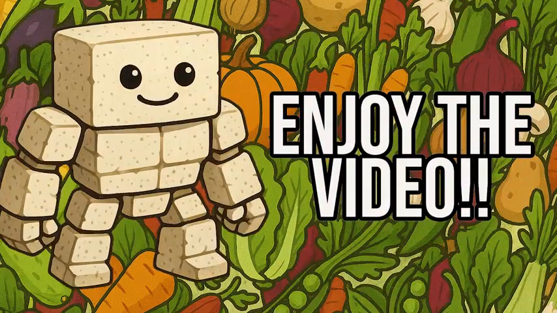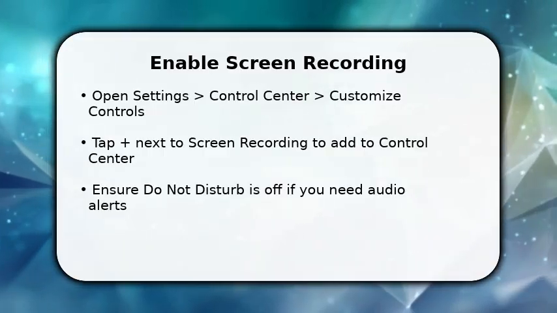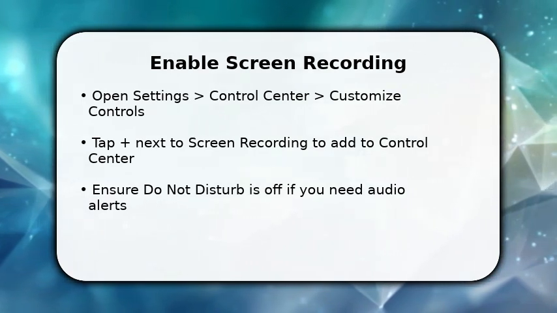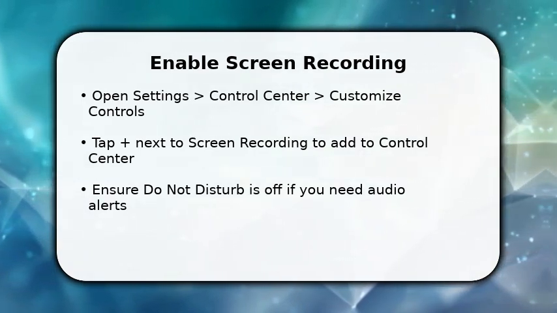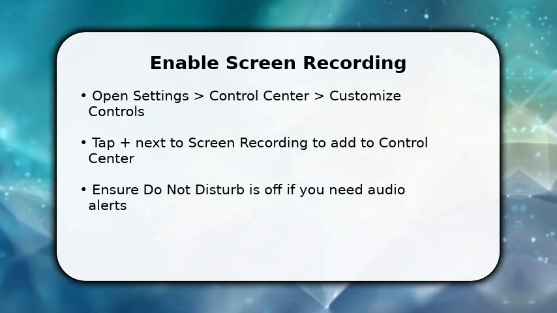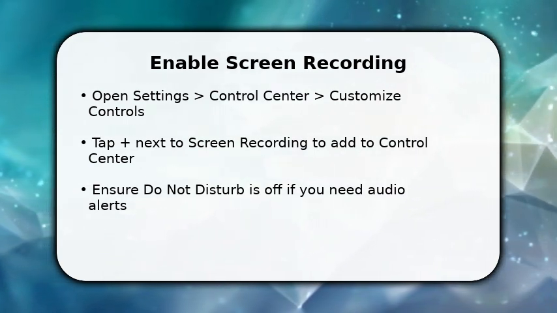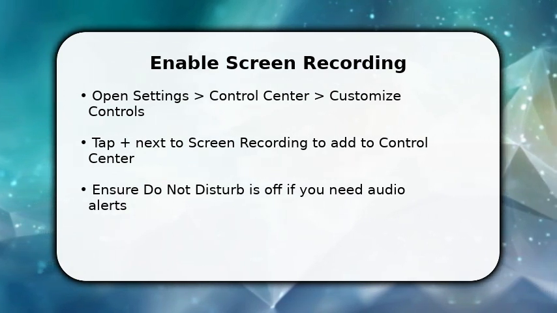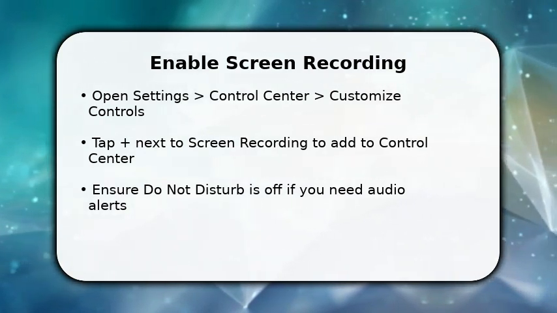Please enjoy the video. You start by adding screen recording to Control Center so it's ready when you need it. Open Settings, go to Control Center, then Customize Controls. Tap the plus next to Screen Recording. Once done, swipe down from the top right corner to confirm the record button appears.